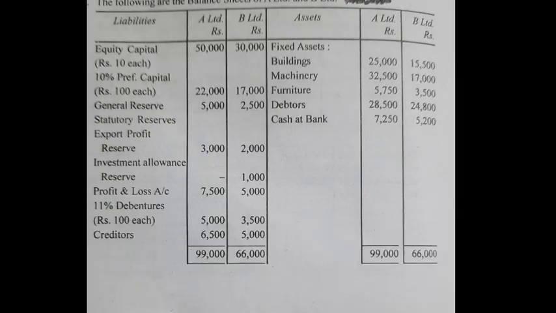Let's see another example. The following is the balance sheet of A and B Limited. Equity share capital 50,000 and 30,000, 10% preference share capital 22,000 and 17,000, general reserve 5,000 and 2,500, statutory reserves, export profit reserve 3,000 and 2,000, investment allowance reserve 1,000 for B Limited, P&L account 7,000 and 5,000, 11% debentures 5,000 and 3,500, creditors 6,500 and 5,000. And on the asset side, buildings 25,000 and 15,500, machinery 32,500 and 17,000, furniture 5,750 and 3,500, debtors 28,500 and 24,800, cash at bank 7,250 and 5,200.